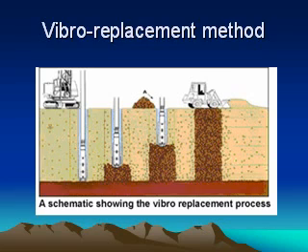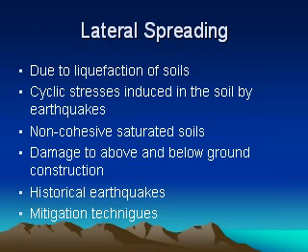Here's another method, vibro replacement. The vibro replacement method involves inserting, again, high-powered vibrators into the ground, which laterally compact the soil. As the soil is compacted, it is replaced by stones to form stone columns. And these help to mitigate liquefaction in the soil and also help to increase the bearing capacity of the load for the buildings.